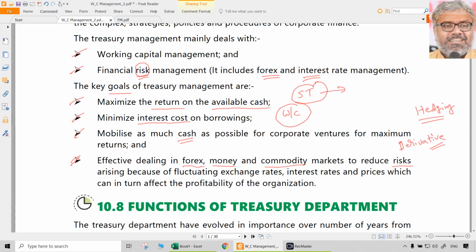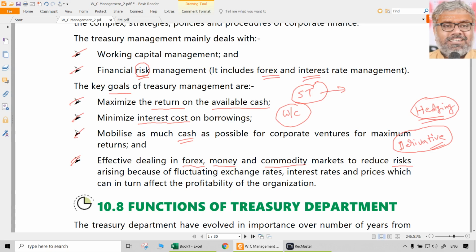Because there will be risk associated with any market, whether it is the forex market, money market or commodity markets: the prices of commodities and the interest rates related to money. Interest rate is nothing but the price of money, and foreign currency exchange rates keep on fluctuating, so automatically it involves risk. So much fluctuation is always risk. But how to mitigate that risk? Can that be completely mitigated? Not possible. Can that be managed? Yes. How? By doing this process of hedging through derivative instruments.